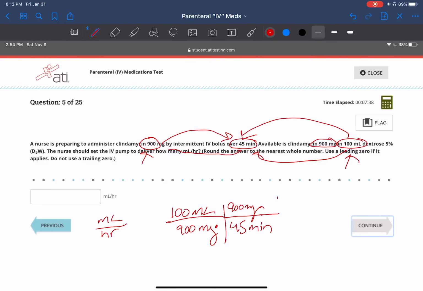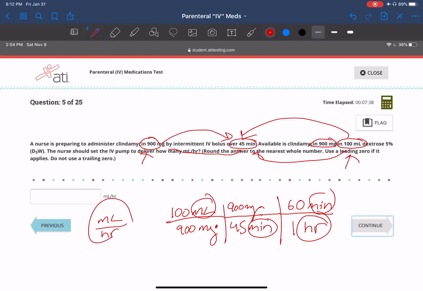But now we gotta keep going because 45 minutes still isn't an hour. So we're going to go up to another 60 minutes because they need to both be minutes. And then 60 minutes is equivalent to 1 hour. So if you look now, we have ml over hour, which is what they're asking for. So let's go ahead and do that math. This is a longer one.